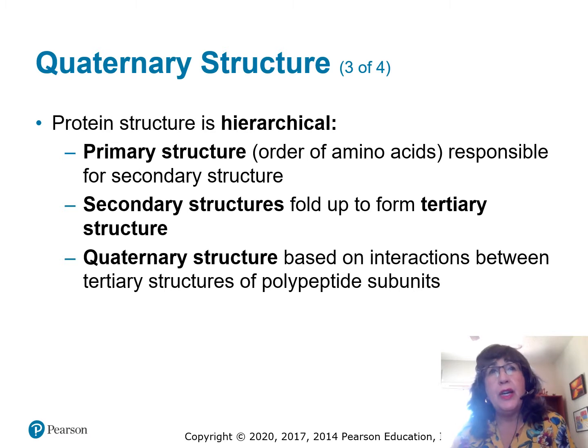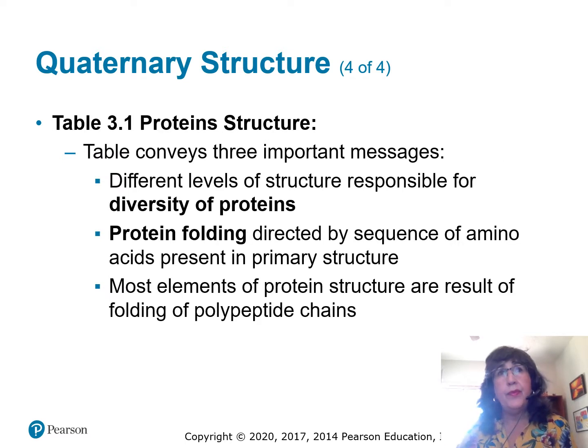The protein structure is hierarchical. In other words, the primary structure comes first, then the secondary, then tertiary, and then quaternary. And remember, the primary structure is the most fundamental structure. All other levels are dependent on this primary structure of the sequence of amino acids. In the quaternary structure, the way that a protein folds is very important. So there are different levels of structure responsible for the diversity of proteins. And protein folding is directed by the sequence of amino acids.